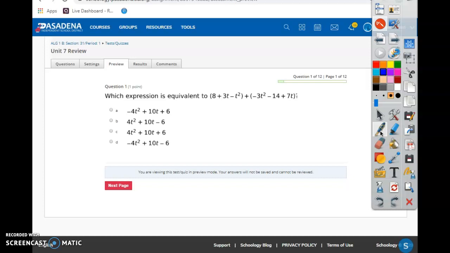Problem number 1 can be done by hand or in Desmos. If you want to do it by hand, we're just adding. So that means combine like terms. This one, you're going to add it with this one. The 3t, you're going to add it with the 7t, so just add them. And the 8, you're going to add with the negative 14.